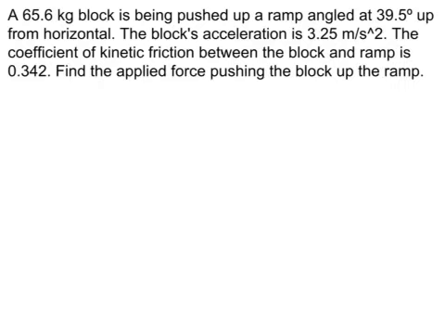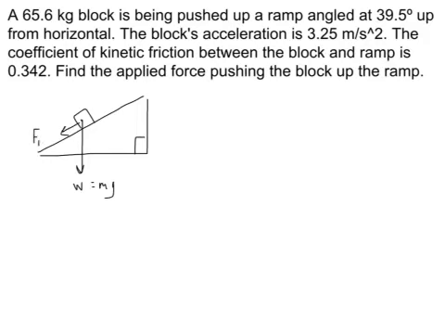Okay. So we have this block being pushed up a ramp, and if it's being pushed up, I'm going to draw it so that it's moving to the right. Weight pulls down, friction pulls back. I know there's friction because it gives me a kinetic friction coefficient. The normal force pushes up. And of course, there's a y component and an x component to weight. And the block's being pushed up. So the last of the four forces is the applied force, which I'll just call FA.